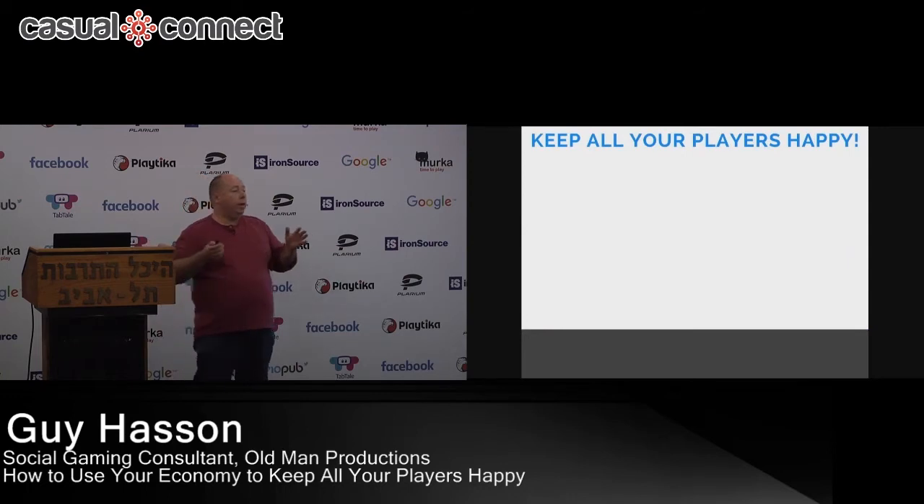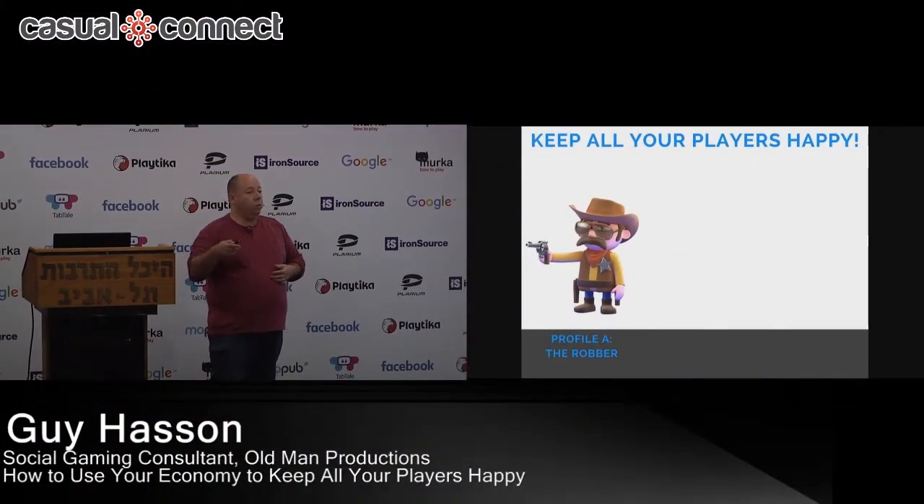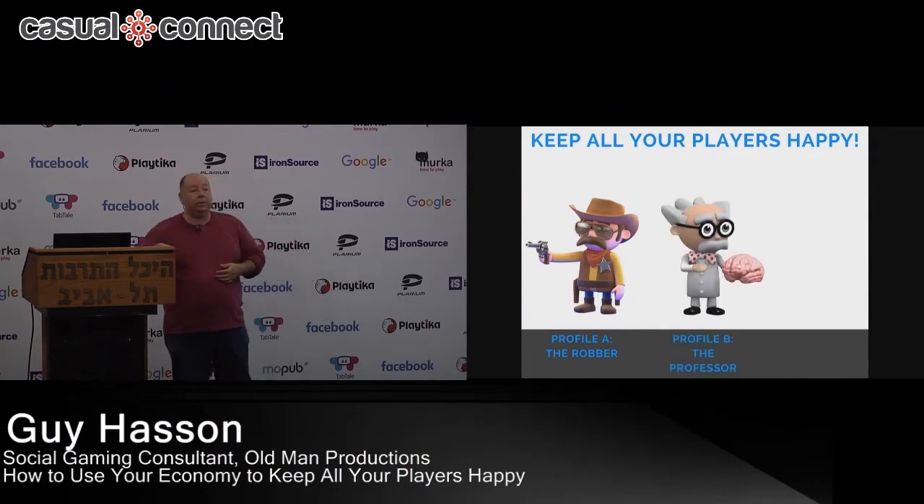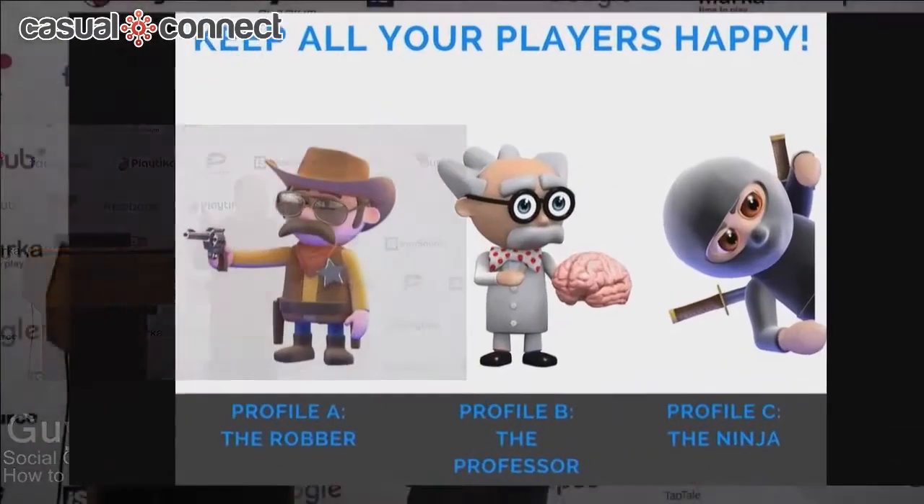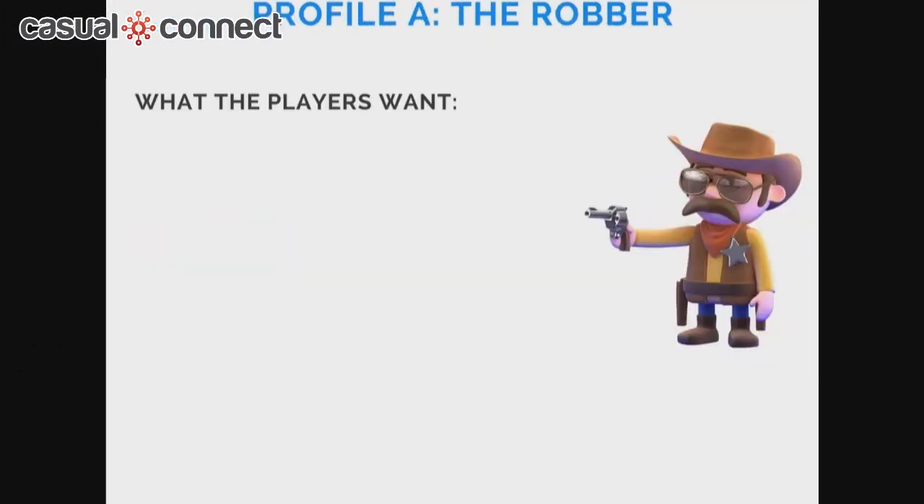So, we're going to get into a tactic about how to keep all your players happy. To do that, we have to understand who your players are and what categories they fall into. This is one category. This guy is called the robber. We're going to get into who all those people are and what they do and how they behave. The second category is the professor. The third category is the ninja. Guess which one pays the most? Not everyone. Ninja, that's right. So let's look at the profiles.